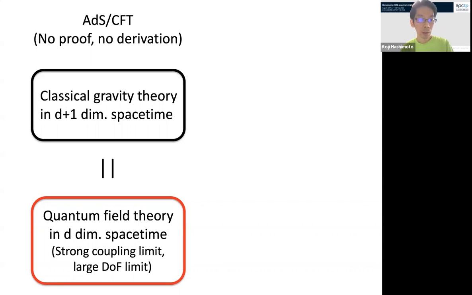And using this correspondence, for example, if you want to have an effective theory of QCD, which is strongly coupled, you take large N of QCD, and then you want to find a gravity theory which describes the low energy sector of QCD.